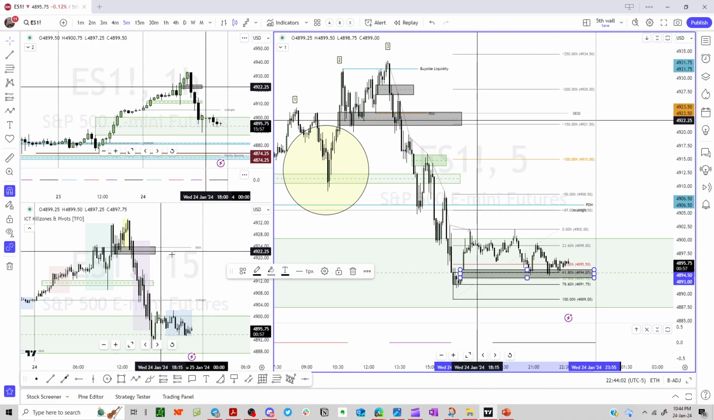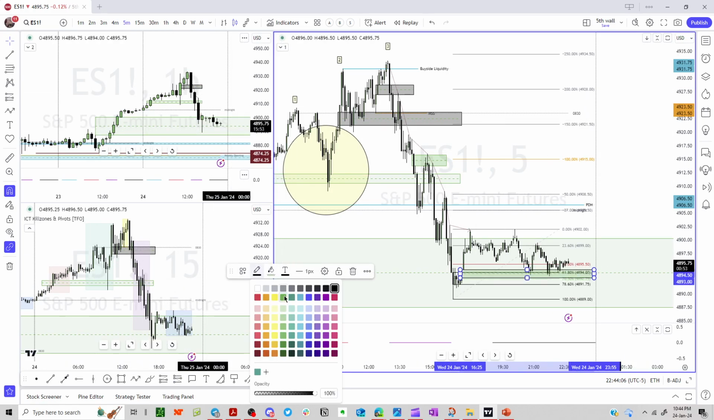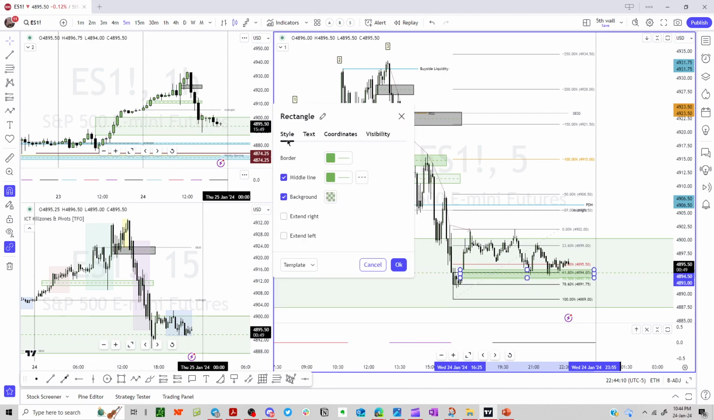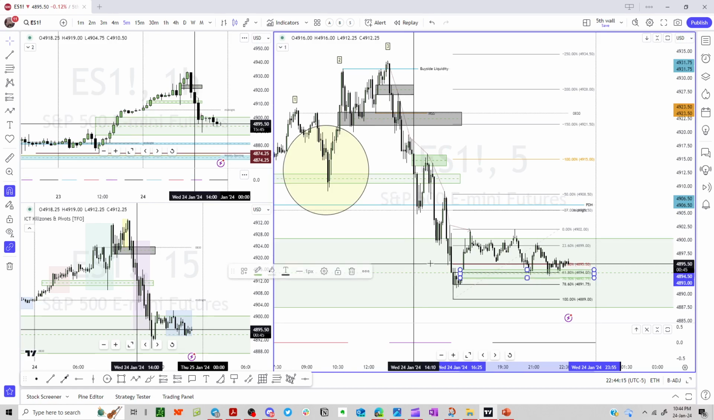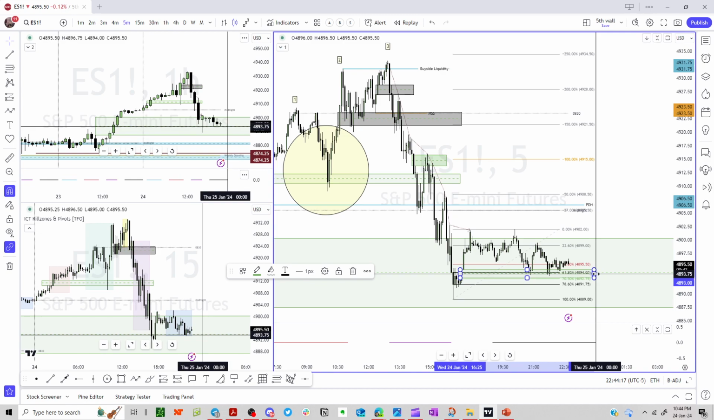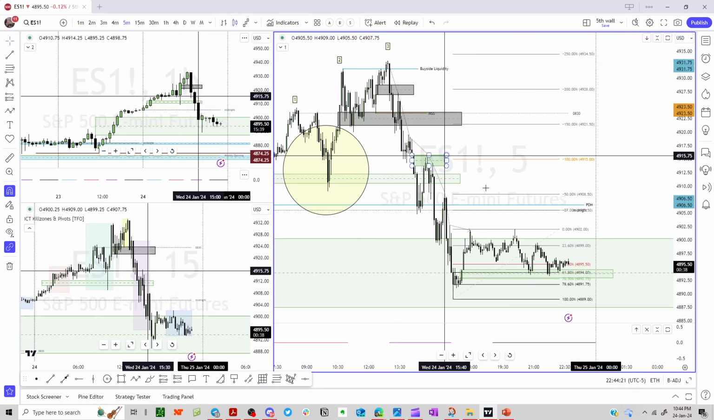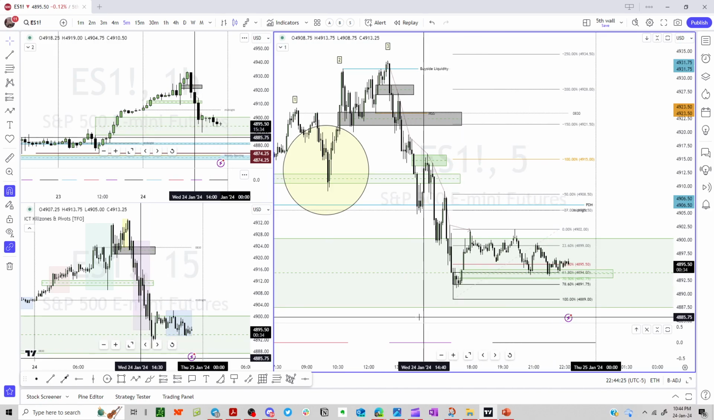Let's turn that green, money green. Guess money's not green anymore, right? Still call money green. Doesn't matter. Candlesticks are green and red. Still doesn't matter. Money green. Alright, so let's see what happens.